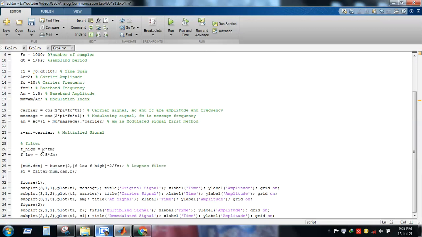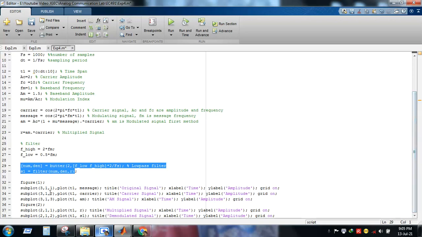Here we already know the higher cutoff frequency is 2 fm, and the lower cutoff frequency is given as 0.58 fm, and it is already multiplied by 2 by fs. Here you should remember that this one is 1000. Clear? So it is divided by 1000. So this is the respective filtered output of the low pass filter, and let's see the respective output.